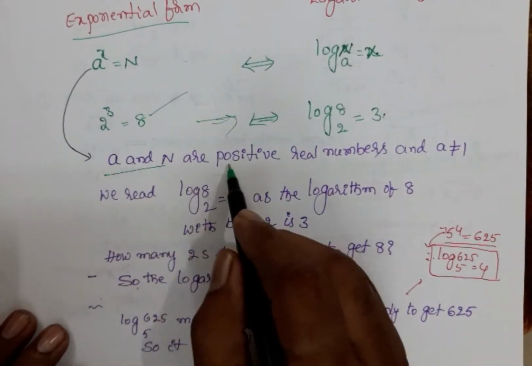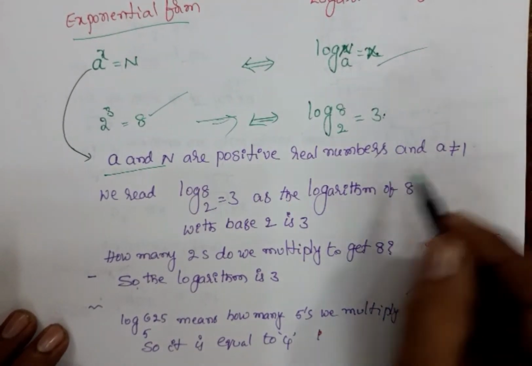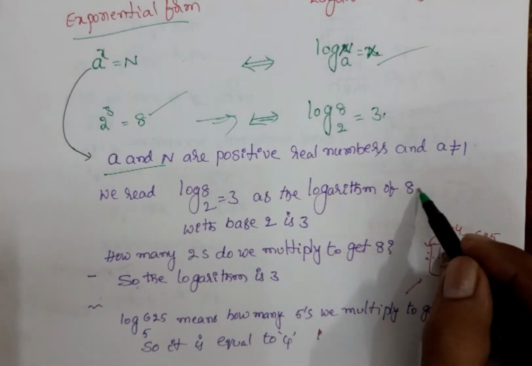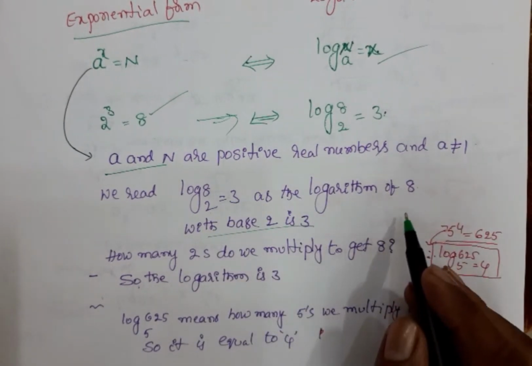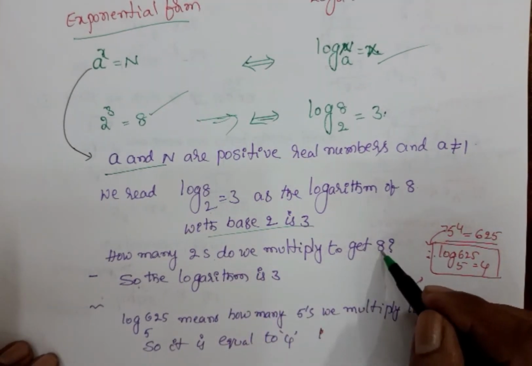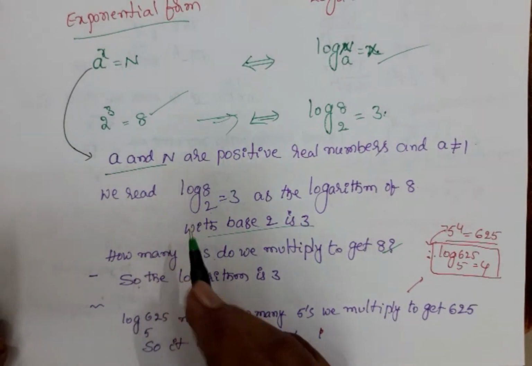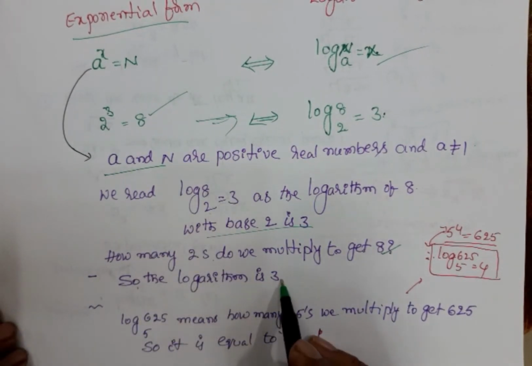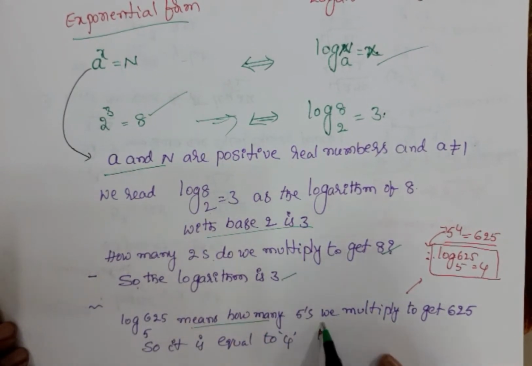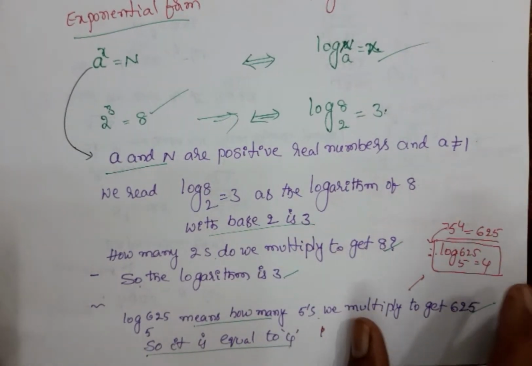Here a and n are positive real numbers, and a is not equal to 1. We read log 8 base 2 equals 3 as the logarithm of 8 with base 2 is equal to 3. How many 2's do we multiply to get 8? Simply, the logarithm gives the answer for it. So the logarithm is 3. Log 625 base 5 means how many 5's we multiply to get 625. So it is equal to 4.